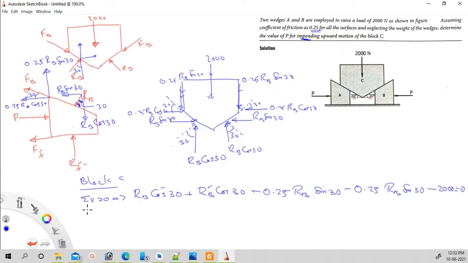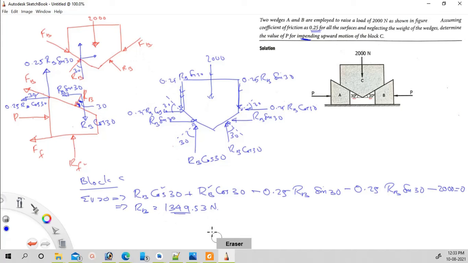Okay. Here only RB is the unknown. Then you can get the value of RB from here, and the value will be 1349.53. This will be RB. 1349.53 is the value of RB.